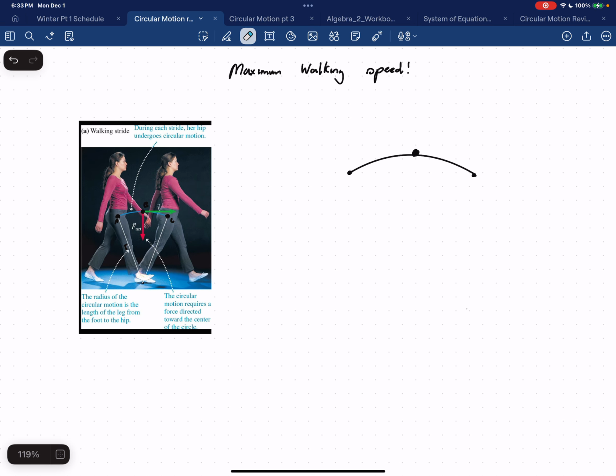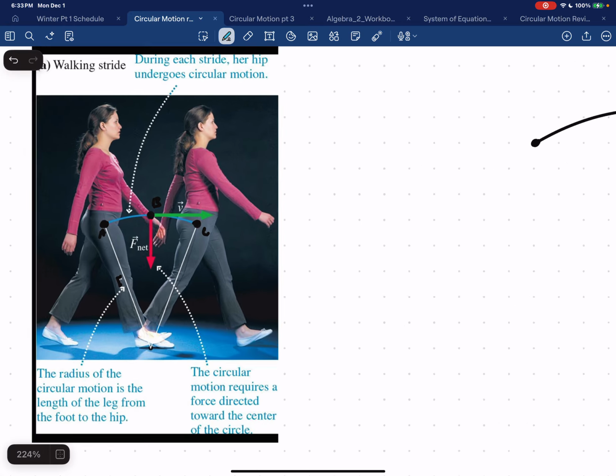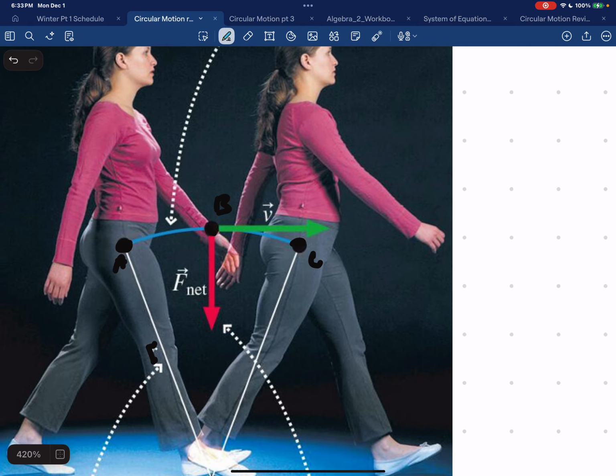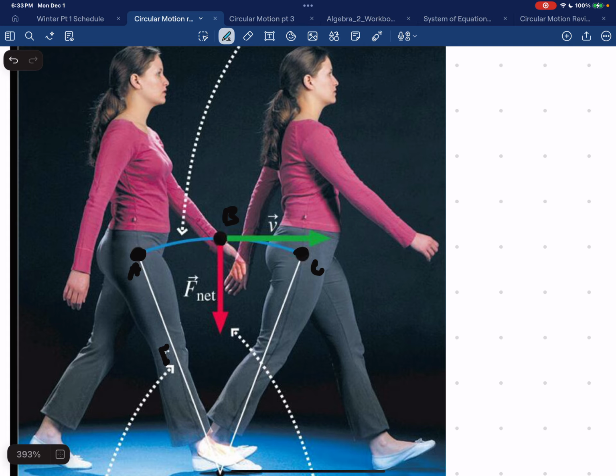So, maximum walking speed. When a person is walking in a stride, they are undergoing circular motion in each stride. I want you to zoom in closely to this lady walking over here.